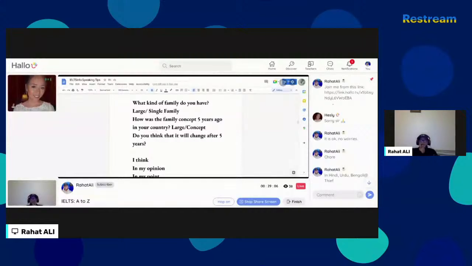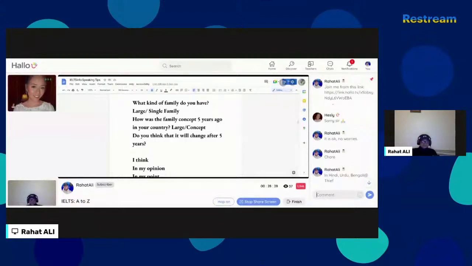Okay. And then when it's 5 years ago, how was the family concept? That means at that time you're describing what different kinds of family are or were present 5 years ago in your country. There is single family, joint family, large family, etc. Did you get the point now? I get the point, but I don't know how to explain it. But I will try. I've given you the clue already. You can use the same sentence if you want to.